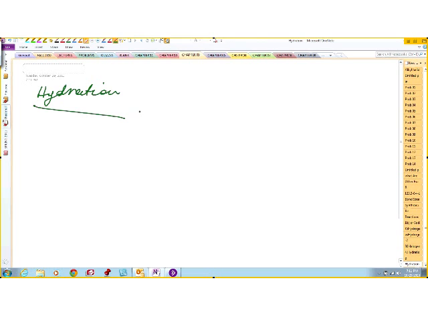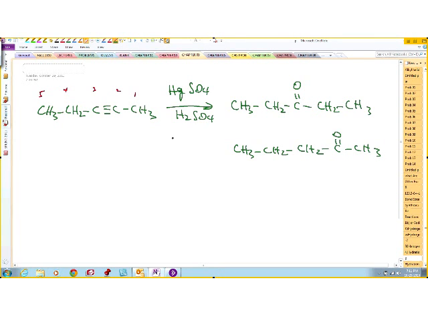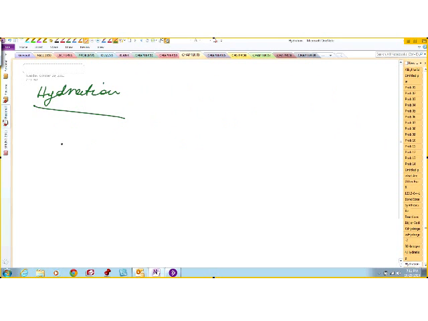For the example you just gave, you have to write both products? Yes, you have to write both products. Now, was that 4B? Yes, this is 4B. Okay, hydration.